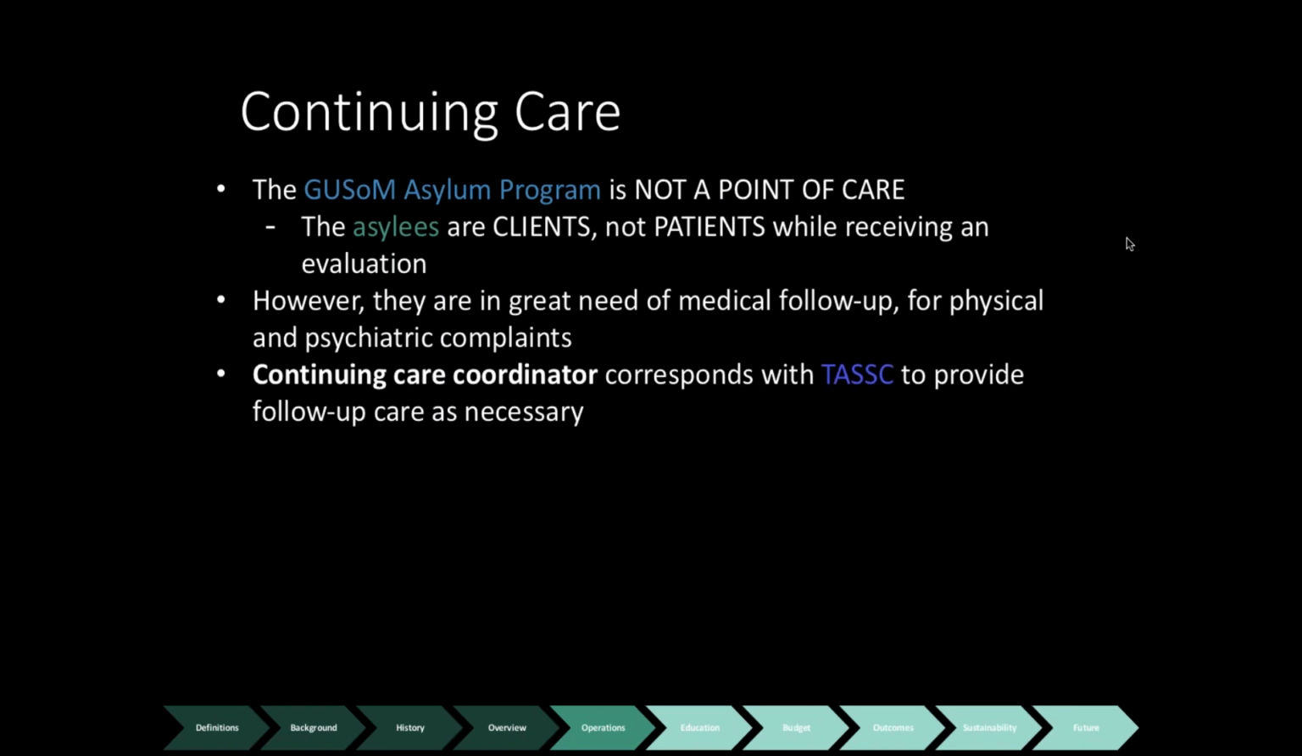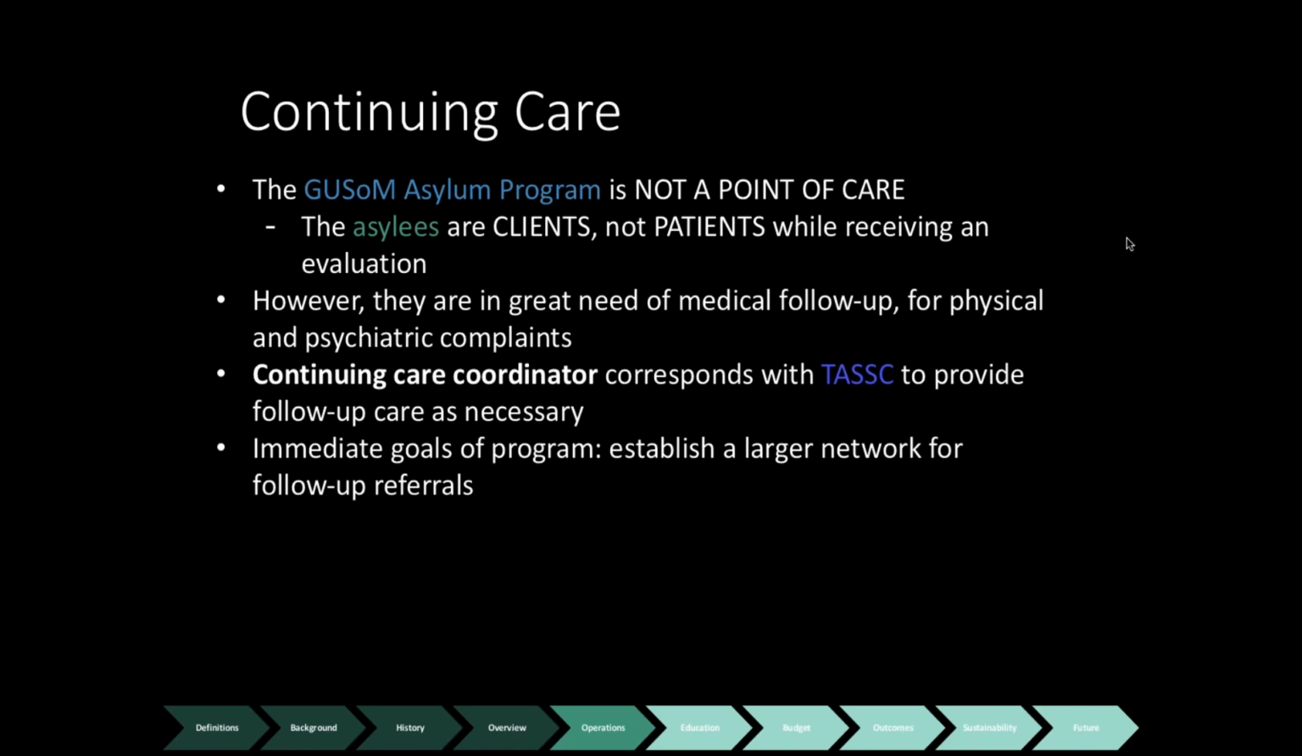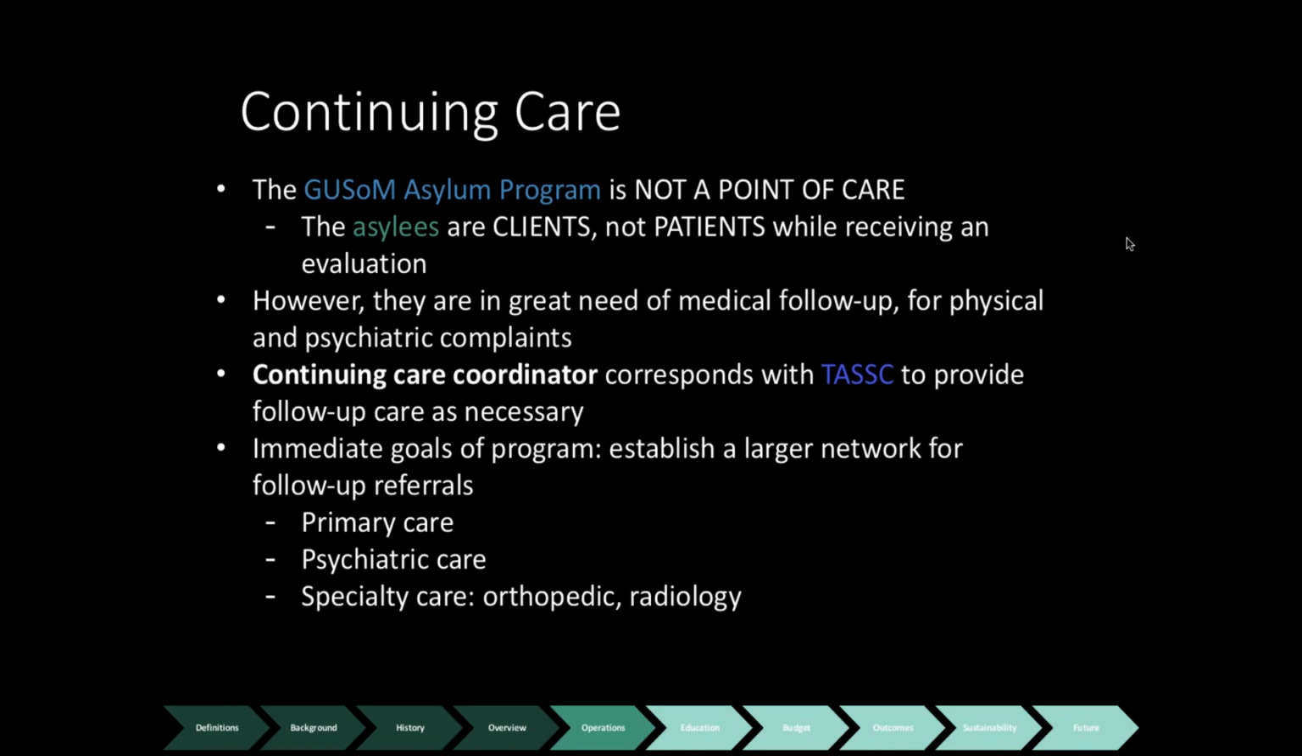So that's where our continuing care coordinator comes in and corresponds with various community organizations. Primarily, right now we're working with TASK to provide follow-up care as necessary and connect them with vital resources throughout the community. One of our main goals for the program in the coming months and years is to establish a larger network to grow our connections in this area, to provide follow-up referrals for everything from primary care to psychiatric care to different types of specialty care, as well as different relationships with free clinics that serve the underserved in the area, such as Unity Clinic, Hoya Clinic, and the Georgetown Medical Center.